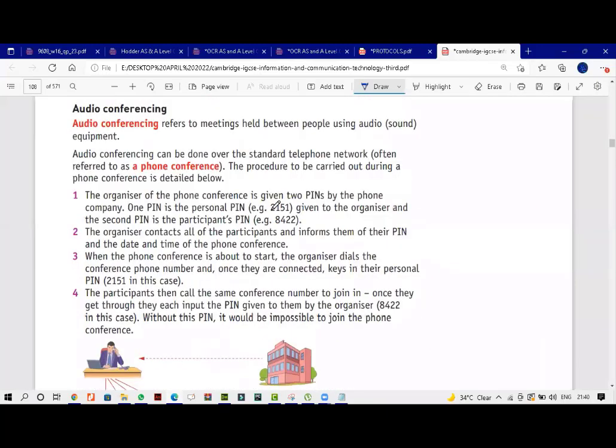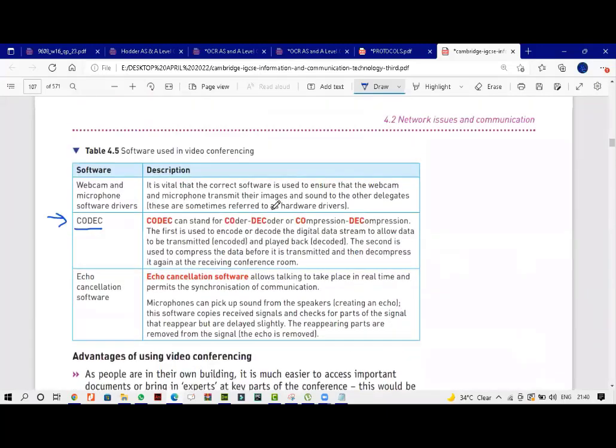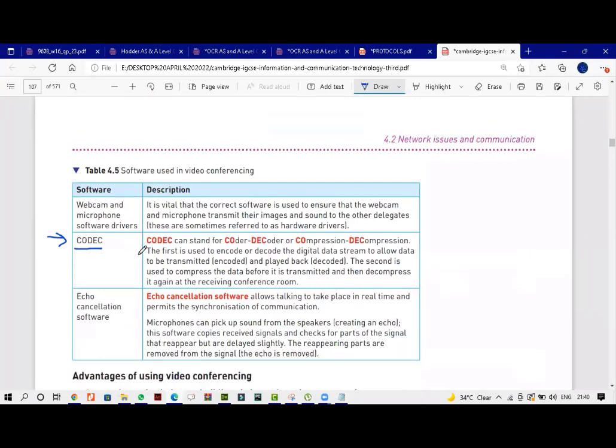Let me go back. I was talking about codecs. A codec is basically there for compression and decompression. So codecs are very important for video conferencing. Why are we discussing this topic here? Because your video conferencing software should have very good compression and decompression.